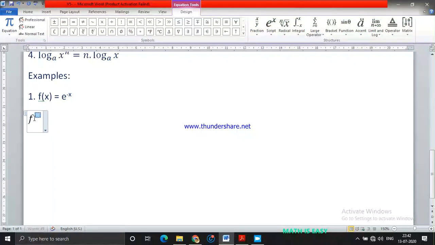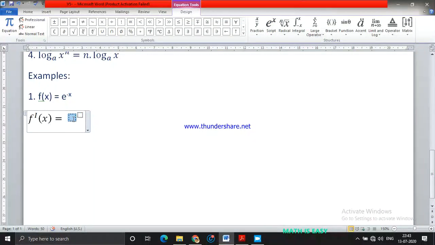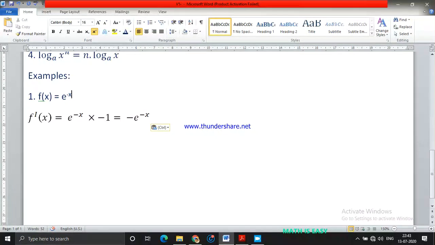This is going to be f dash of x equals to... I know e to the power x derivative is e power x only, but here I have minus x, so I'm going to use the chain rule. E to the power of minus x is e to the power of minus x into derivative of minus x. Derivative of minus x is going to be minus 1. So finally it is going to be minus e to the power minus x.